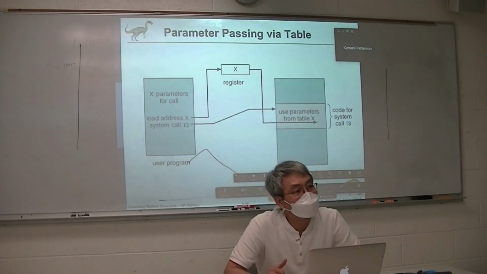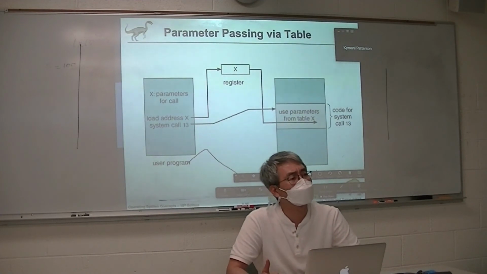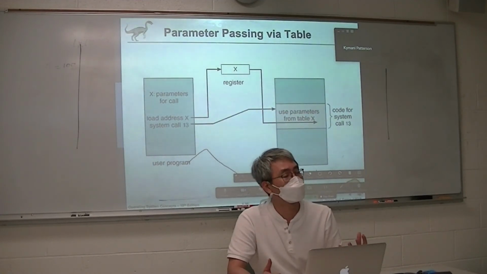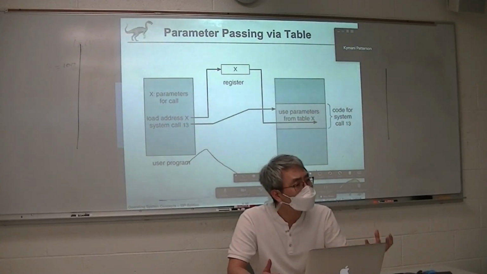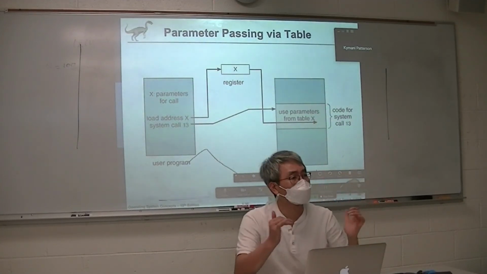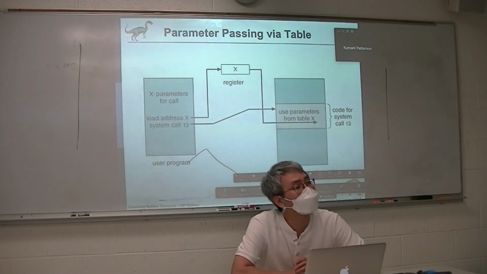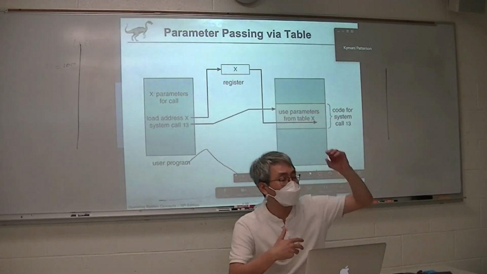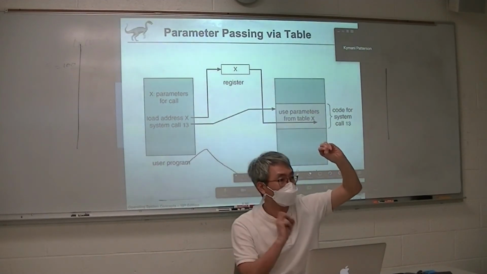So at that time, the problem is the parameter. I'd like to print hello world. Then how does the kernel know about hello world? There are different ways to communicate between the application in user mode and the kernel mode.